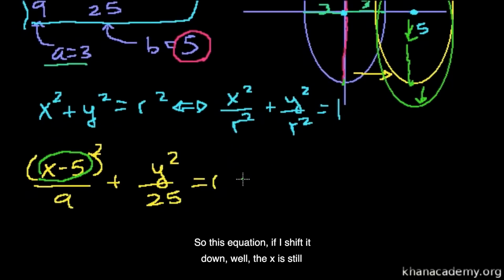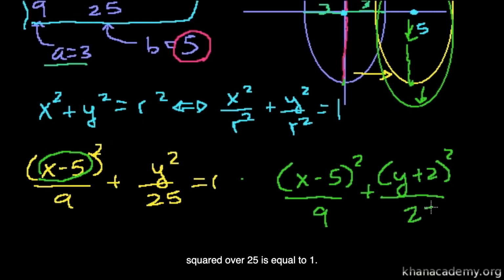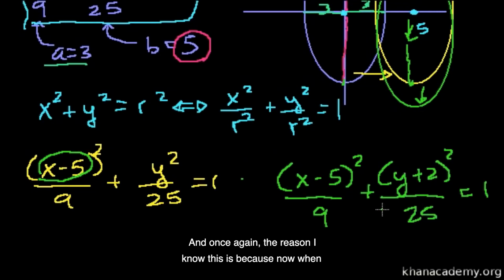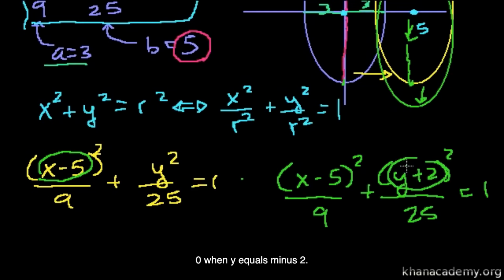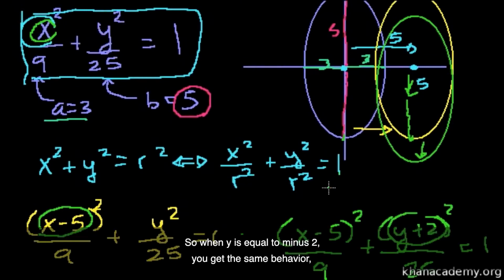So this equation, if I shift it down, well, the x is still where it was before: x minus 5 squared over 9, plus y plus 2 squared over 25 is equal to 1. And once again, the reason I know this is because now when y is minus 2, this whole term is 0, right? 0 when y equals minus 2. And when this term is 0, it behaves the same as when this term was 0. So when y is equal to minus 2, you get the same behavior, or you're at the same point in the curve, right here actually, as you are when y equals 0 in this one.